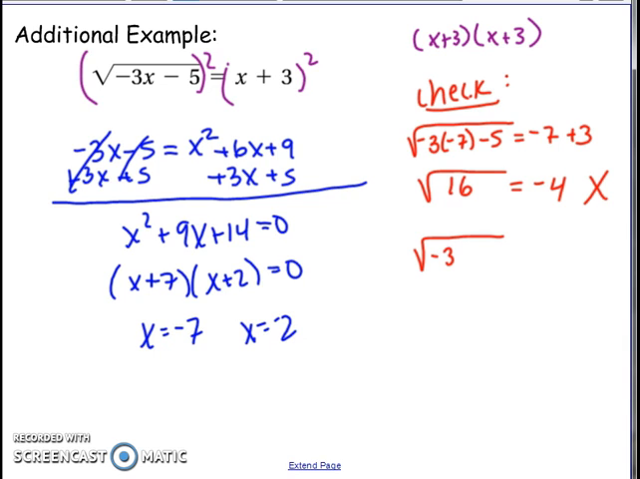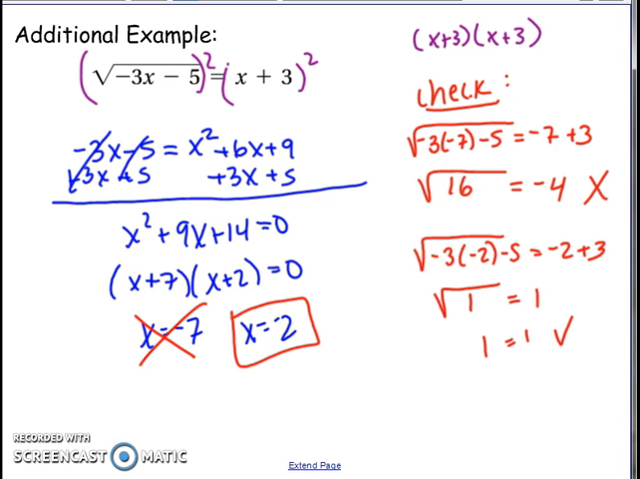So now we have negative 3 times negative 2 minus 5 equals negative 2 plus 3. So we're going to get 6 minus 5, which is 1. So 1 equals 1, check. So x equals negative 2 is correct. Negative 7 is not correct. It's extraneous.